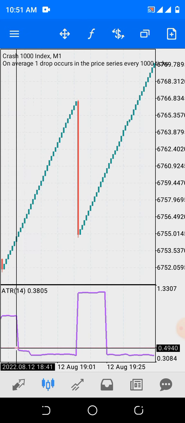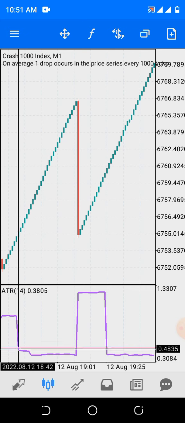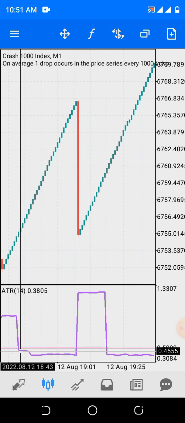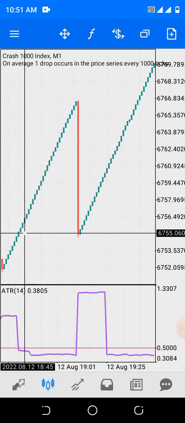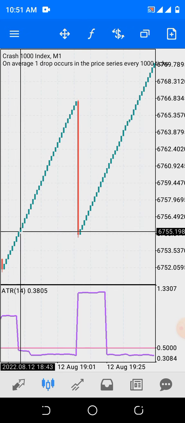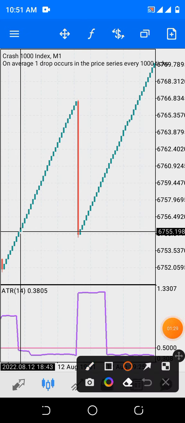Once you see it cross it, you do what? You make your buy entry. Look at here, this is where it crosses the line. So here you make your entry. Once it crosses it, you make your entry here, there, and here.